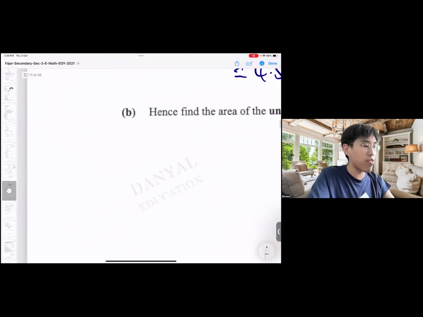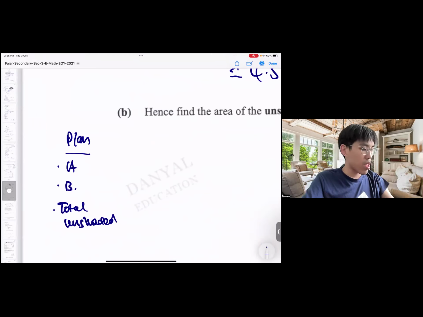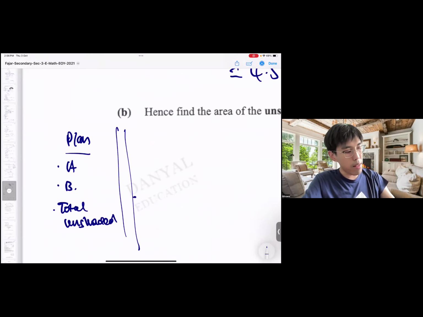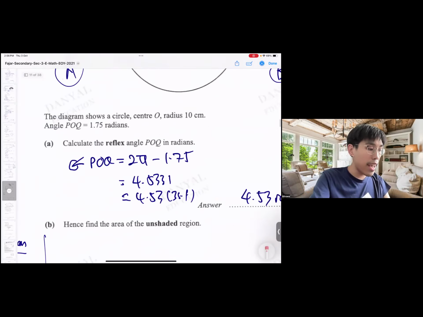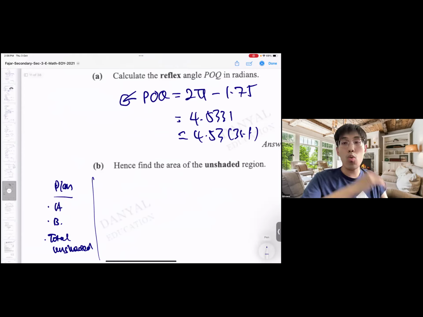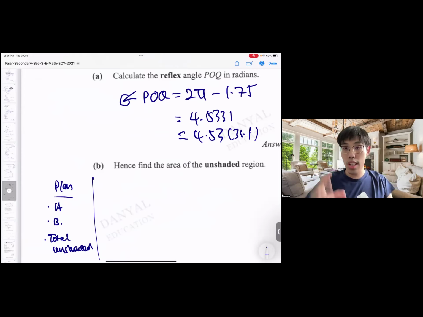So what's our plan? Let's write it here. I want to find A, find B, then find the total unshaded area. This is my plan. So let's go ahead and start finding A first. A is very straightforward. To recap, how do we find the sector area given the radians?